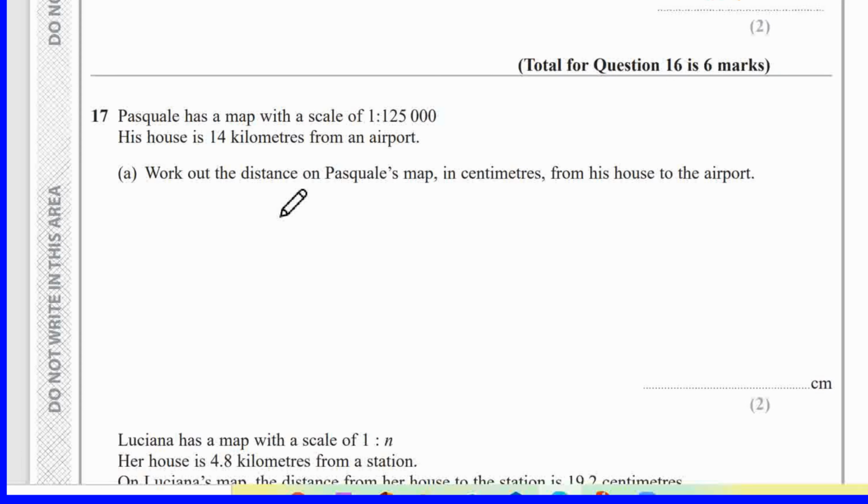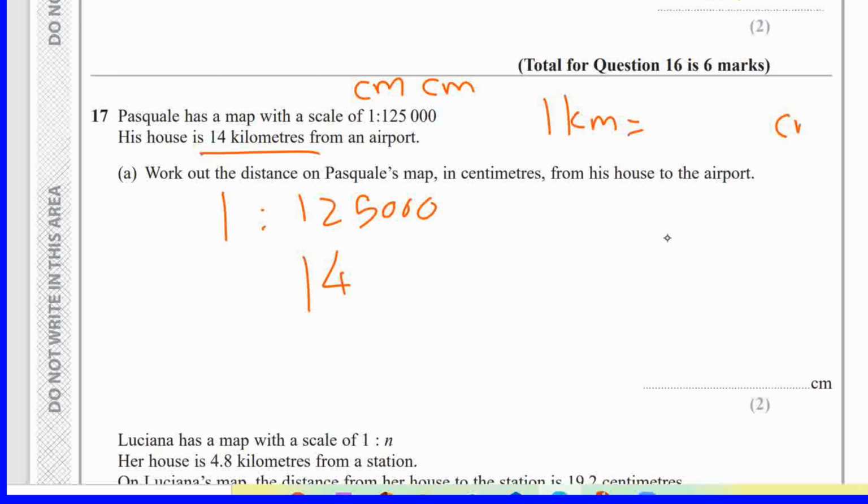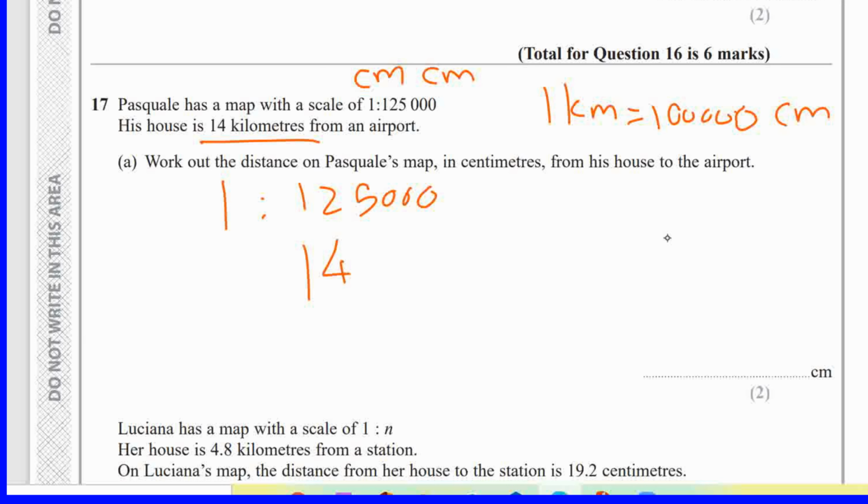So number 17, Pascal has a map with a scale of 1 to 125,000. His house is 14 kilometers from an airport. Work out the distance on Pascal's map in centimeters from his house to the airport. 1 to 125,000, in kilometers will be in cm and cm. 14 kilometers is the real distance. From kilometer, 1 kilometer in centimeters, we have 100,000, so this one will be 1, 2, 3, 4, 5, 0 centimeters.